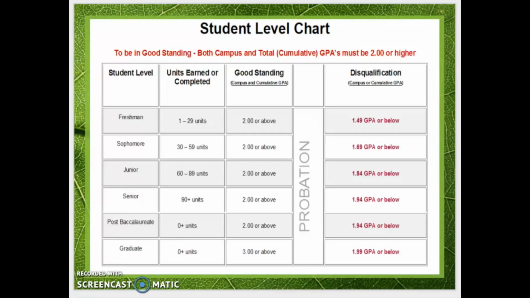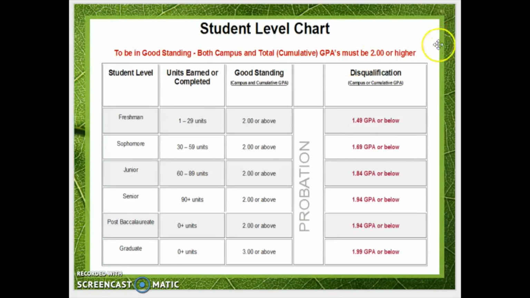So here is the student level chart. You can see that depending on the student level that you are, so if you're a freshman, sophomore, a junior, senior, post-baccalaureate, or graduate, the GPA to be considered disqualified changes. So for freshmen it's a 1.49, 1.69 for sophomores, and so forth.